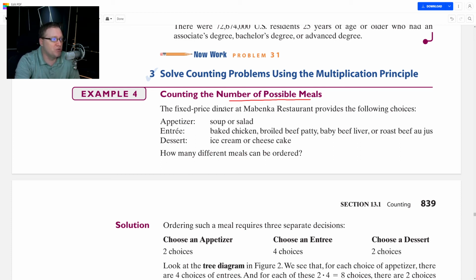There are two different appetizers, soup or salad. You can pick one. Then for entrees, you could get baked chicken, broiled beef patty, baby beef liver, or roast beef au jus. How many is that? 1, 2, 3, 4. So there are 4 choices there. And then for dessert, you can have ice cream or cheesecake. There are 2 choices. Now, the question then is asking how many different meals could we order?